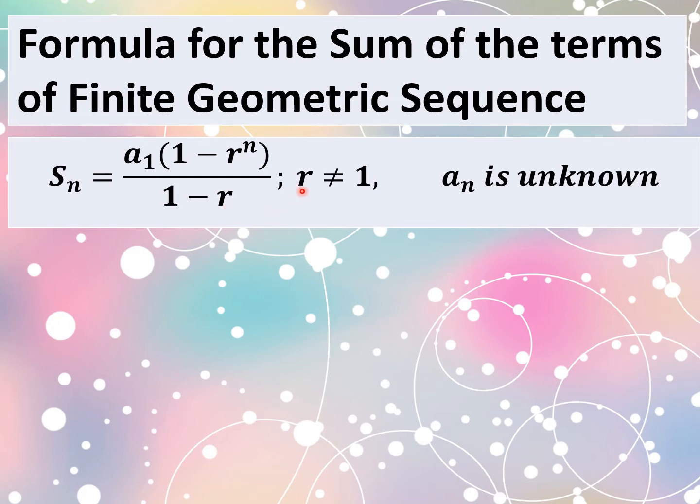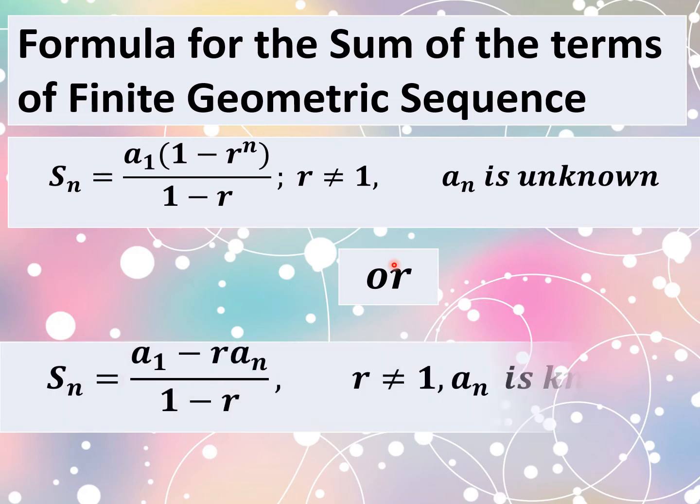Dito, yung r natin should not be equal to 1 and yung a sub n natin is unknown or hindi given. Or, meron pa tayong isang formula na gagamitin which is S sub n is equal to a sub 1 minus r times a sub n, all over 1 minus r. Again, dito, ang value ng r natin should not be equal to 1. And ang a sub n this time is known, or alam natin yung value ng a sub n, or yung last term ng isang geometric sequence.